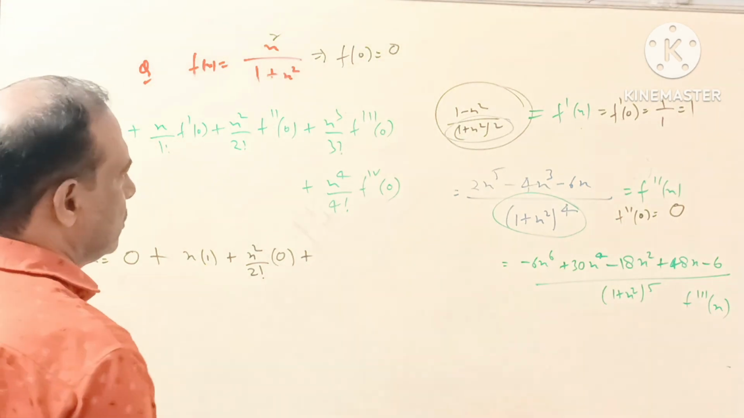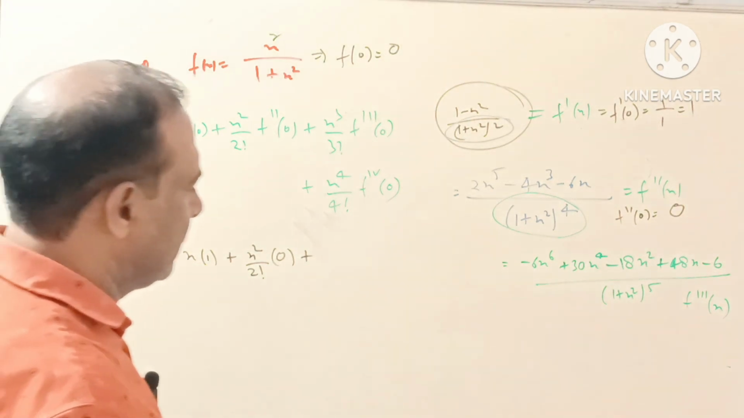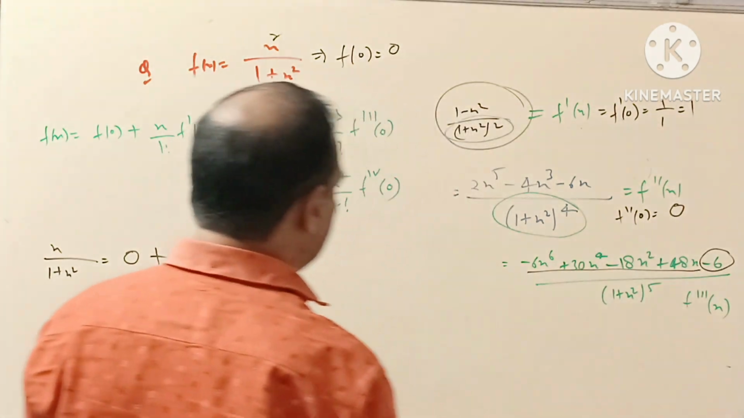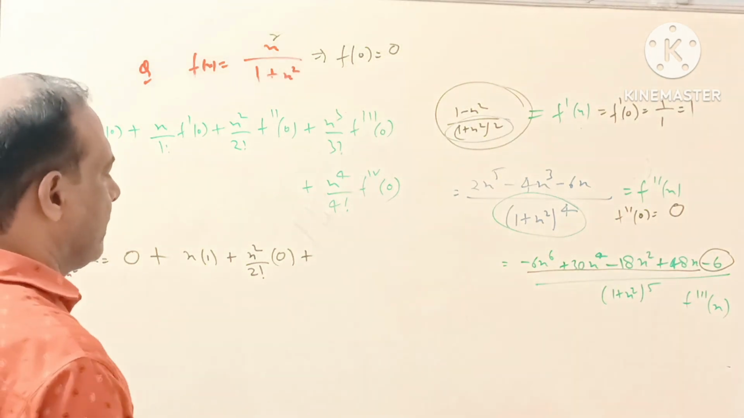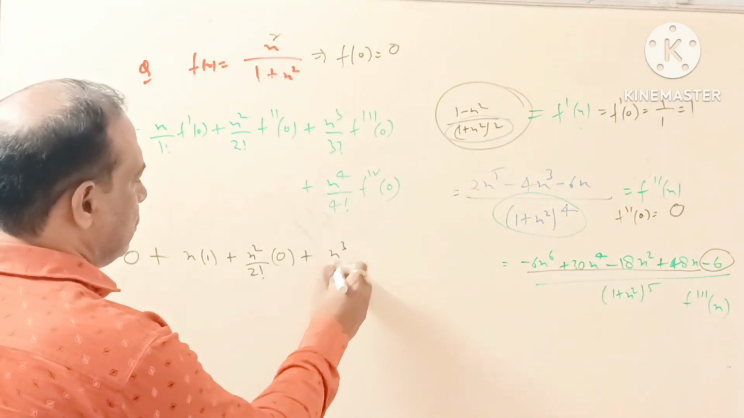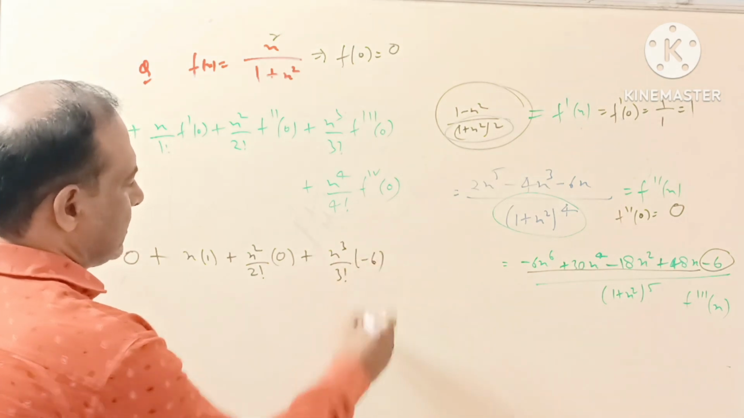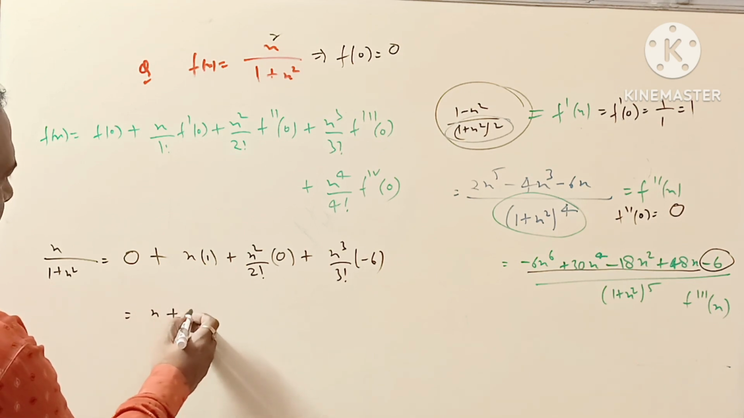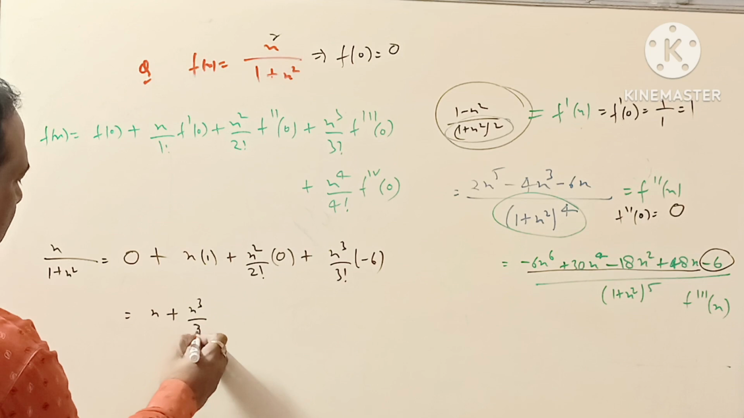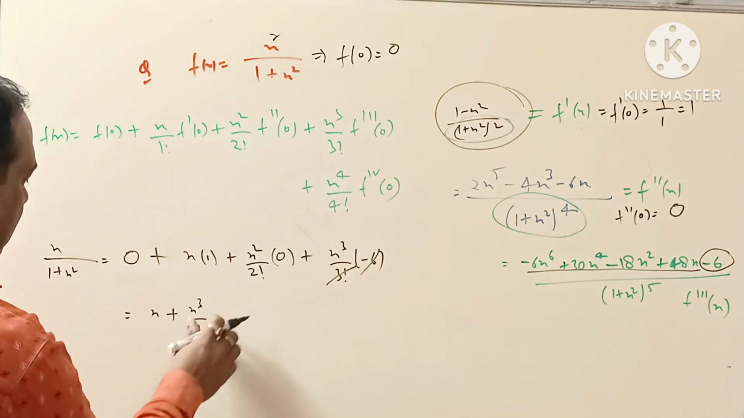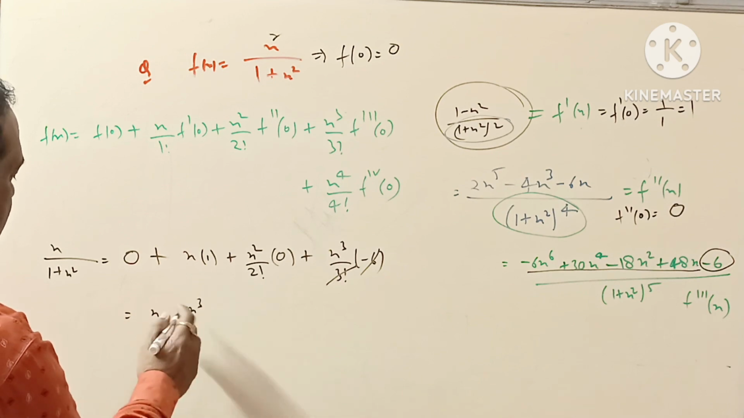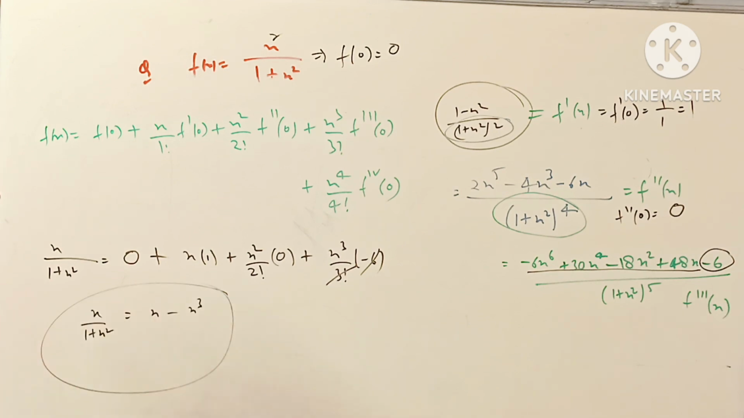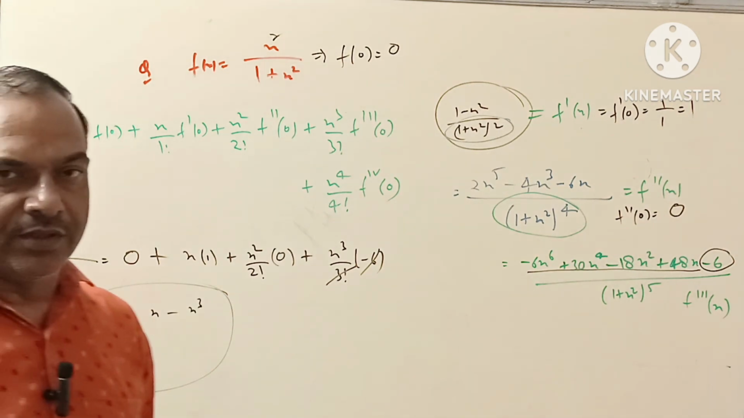Now if I go for f triple dash, in the numerator the x part will become 0 and only the minus 6 will remain. In the denominator it will be 1. Therefore it will be x cube over 3 factorial times minus 6. Now the equation is x plus x cube over 3 factorial times minus 6. 3 factorial is basically 6, so it means just x minus x cube. This is the series for x over 1 plus x square. I think the question is absolutely clear to you.